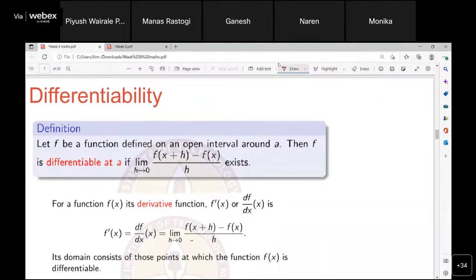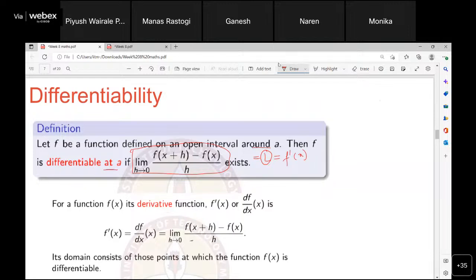Now, according to our definition, let f be a function defined on an open interval around a. Then f is differentiable at a if this particular limit exists. If this limit exists and we are getting a value, suppose L, then we can say that this particular limit is my f prime of x. So if this limit exists, then I can say my function is differentiable at this particular point a.